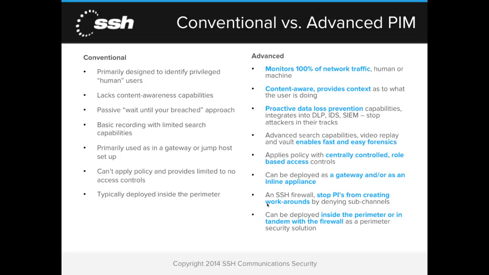Advanced PIM includes monitoring of 100% of network traffic, human or machine, content awareness, and they provide context as to what the user is doing. This gives you the ability to know, hey, if this identity is logged in at 3 a.m. on a Saturday night, this might be some anomalous activity, and definitely if they're trying to send information out to an IP address in, say, China.